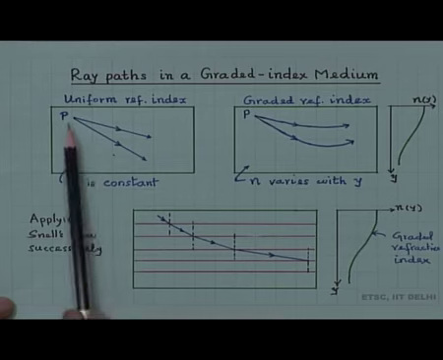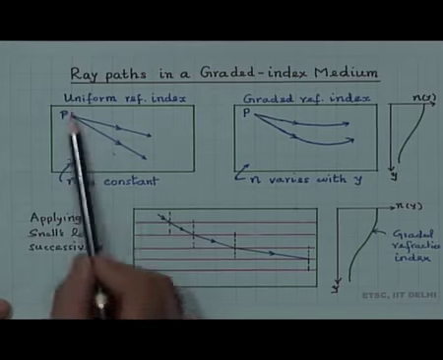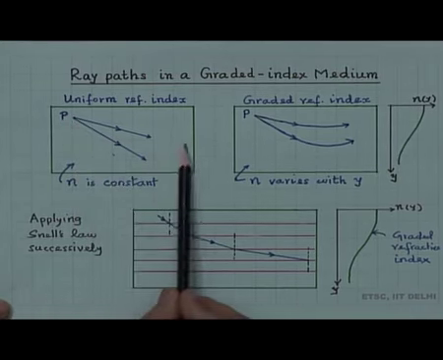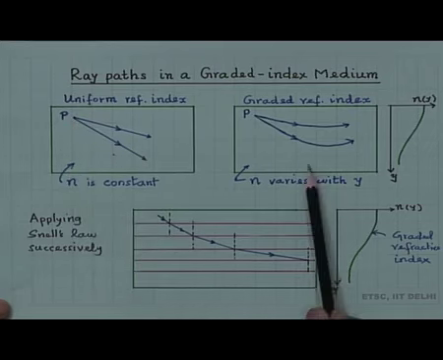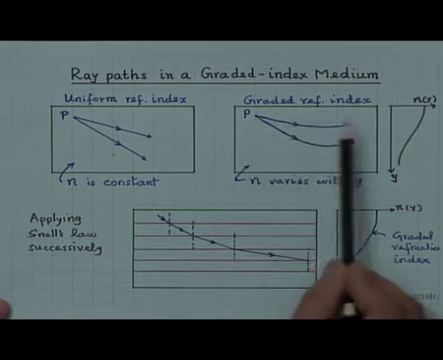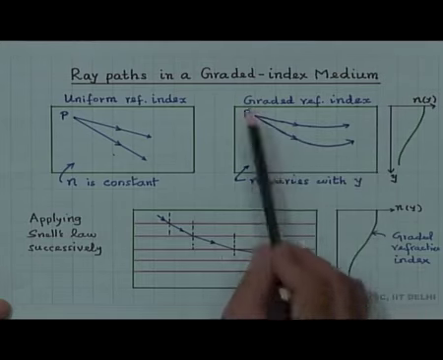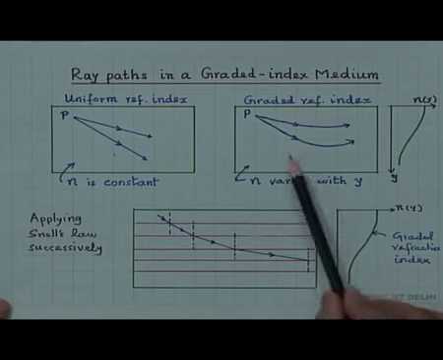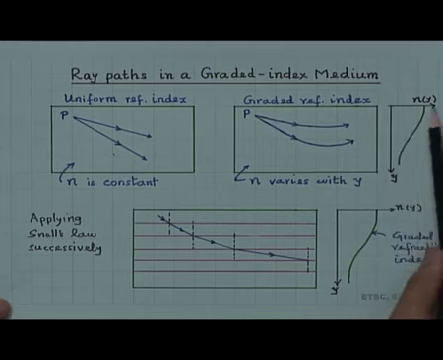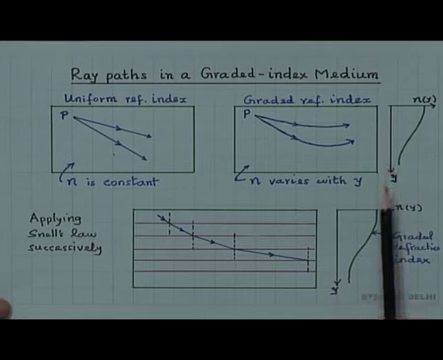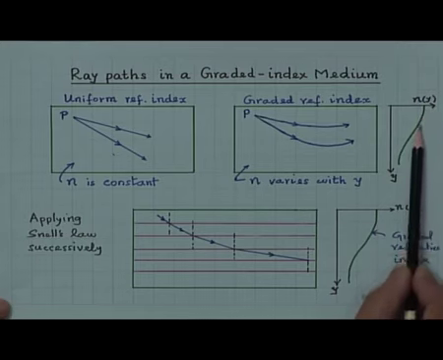In such media, ray paths are straight lines. Point P here, let us say, is a source point from which rays are emanated. So, the rays travel in straight lines in a uniform medium. What would happen if the source is now in a graded index medium? What I have shown here is the refractive index variation. This is n of y, the refractive index as a function of y, the depth here. As we come down, the refractive index decreases.